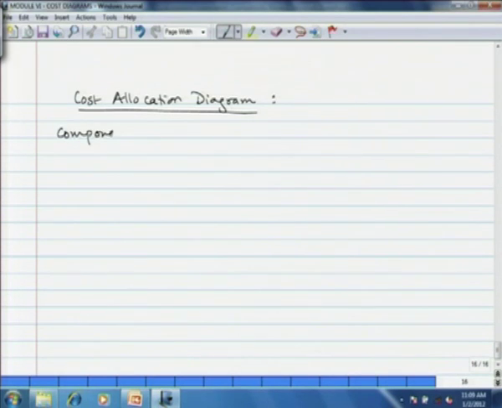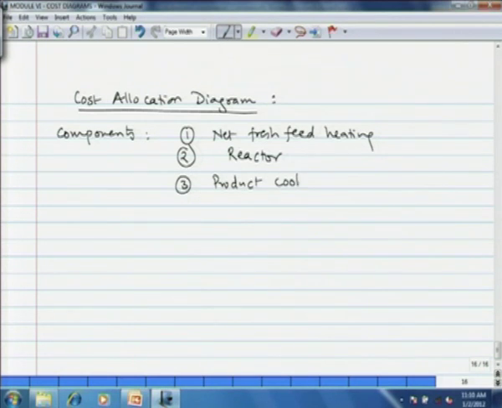Components of cost allocation diagram are first the feed heating, or the fresh feed heating, net fresh feed heating. Second will be the reactor. Third will be the product cooling. Then fourth will be the stabilizer column. Now, flash drum is a simple equipment. It is not so cost intensive, so that we do not include in our analysis. Then fifth is benzene column. Then toluene column.